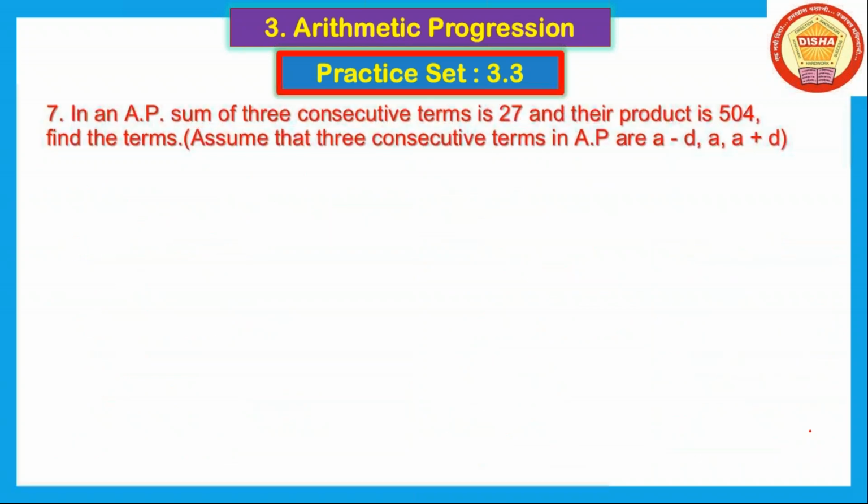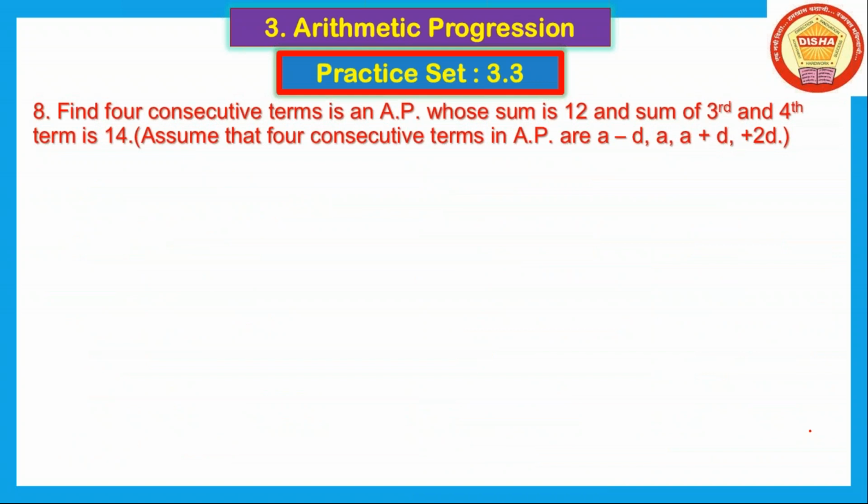Then we see the next example from practice set 3.3. That is, find 4 consecutive terms in an AP whose sum is 12 and the sum of the third and fourth terms is 14. This example is similar to the earlier one, but there is a little difference. What is that difference? In the earlier example the product of these 3 terms was given, and here in the second condition the sum of 2 terms is given.